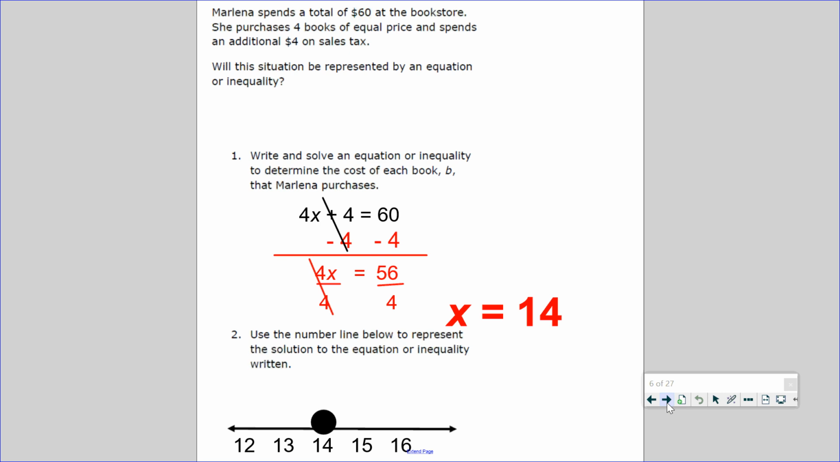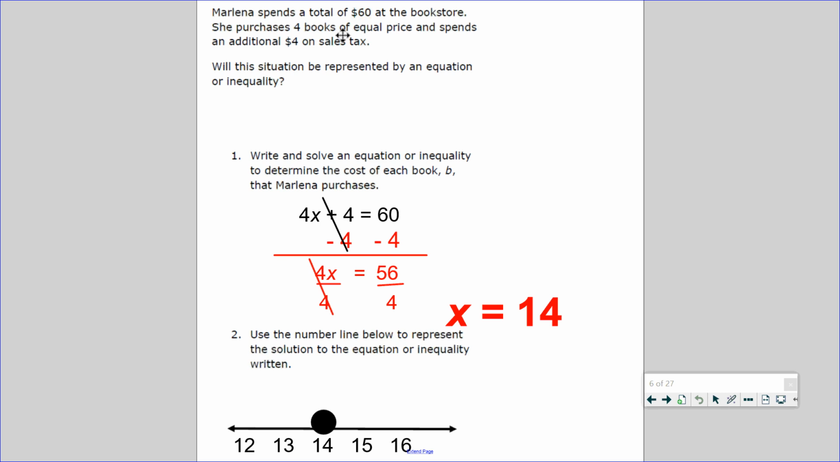So number one, Marlena spends a total of $60 at the bookstore. She purchases 4 books of equal price and spends an additional $4 for sales tax. Will this situation be represented by an equation or inequality? Write and solve an equation or inequality to determine the cost of each book B that Marlena purchases. So she spends a total of $60, so it equals $60. She purchased 4 books of equal price.